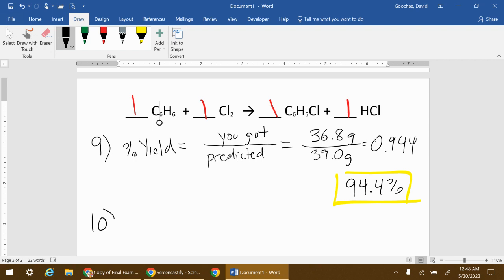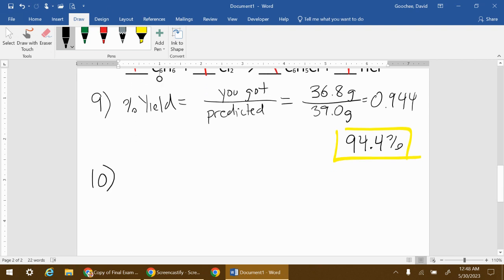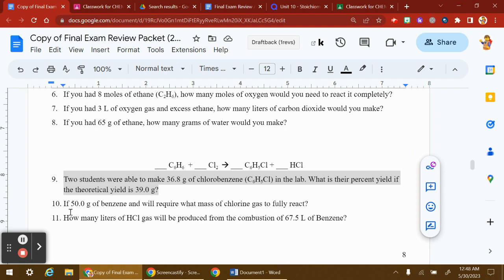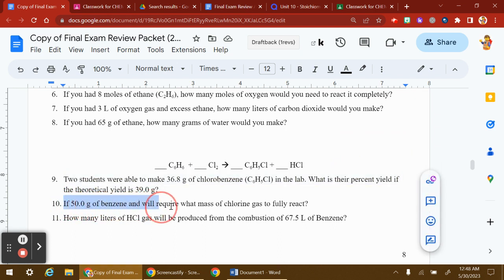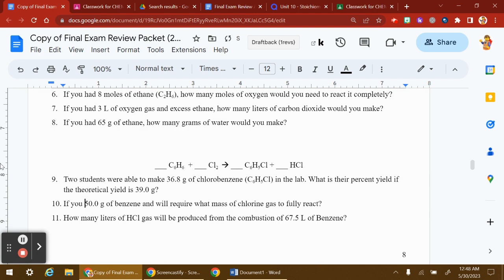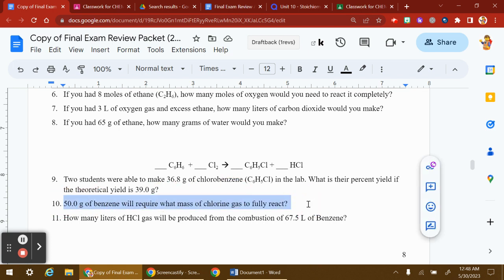All right, here we go. Question number 10. If 50.0 grams of benzene... oh, this is not even a complete sentence. All right, there we go. 50.0 grams of benzene will require what mass of chlorine gas to fully react?